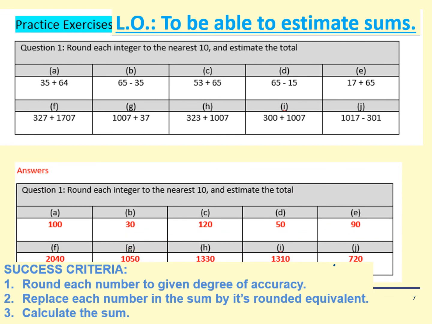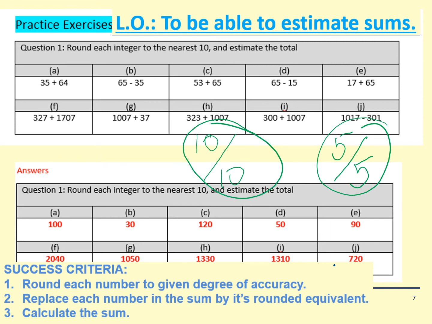Here are the answers. Mark your own work with a green pen, and write down how many out of how many you've done right. So if you've completed 5 questions and all of them are right, then 5 out of 5. If you've done all of them and all of them are right, it's 10 out of 10. And well done.